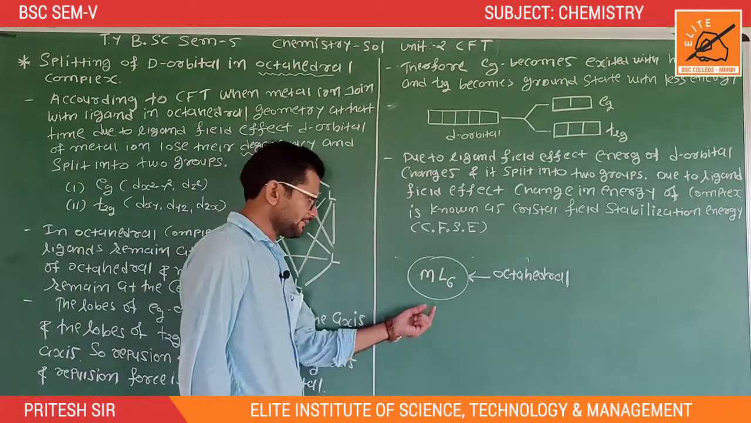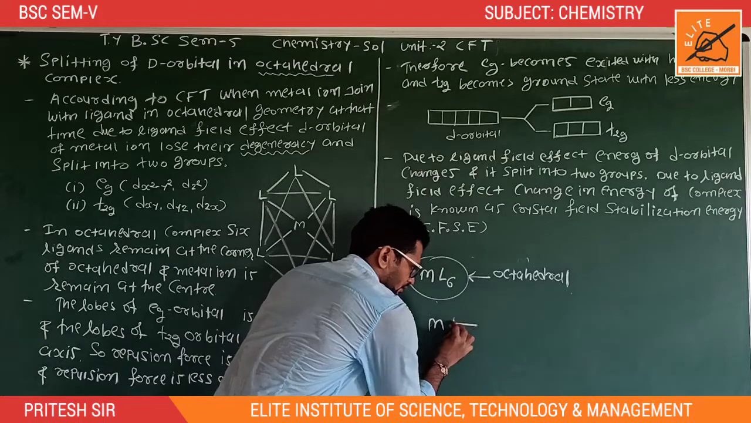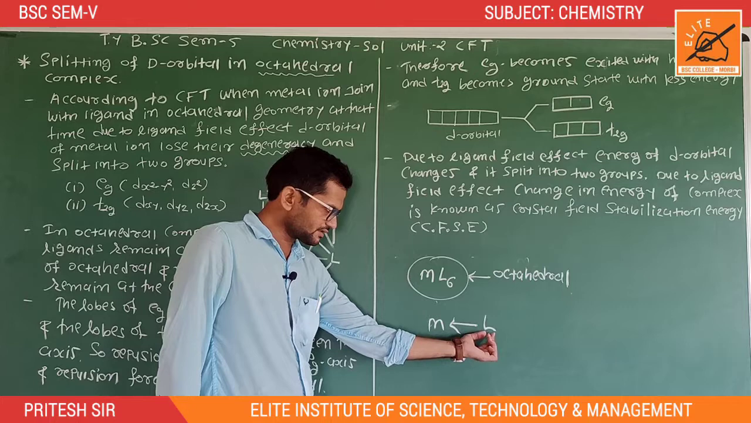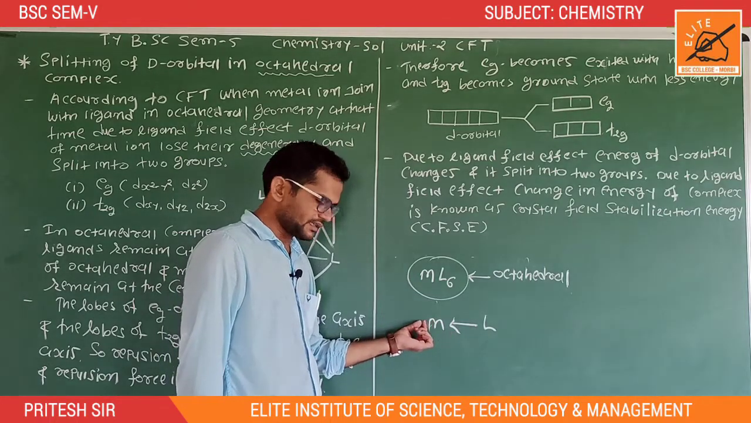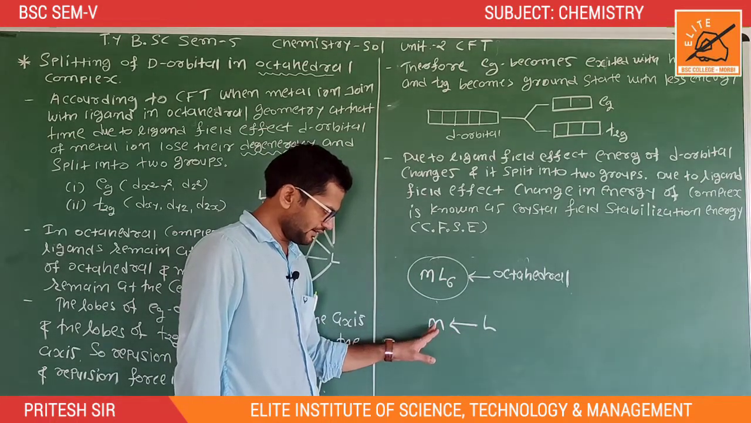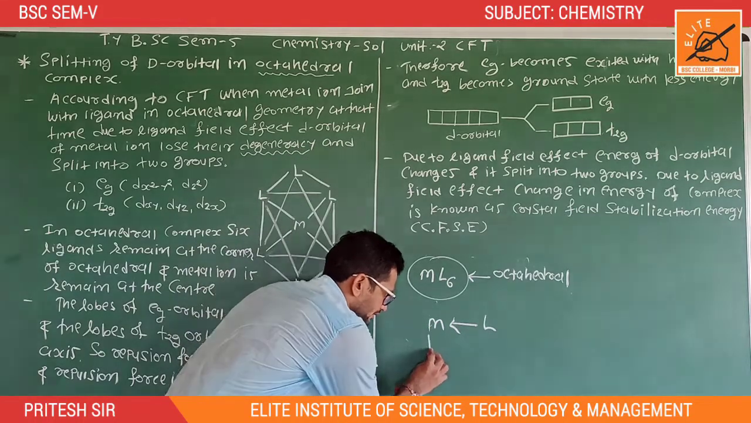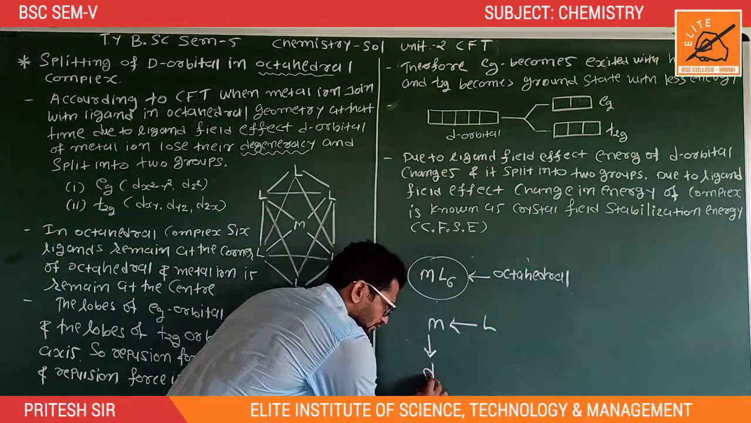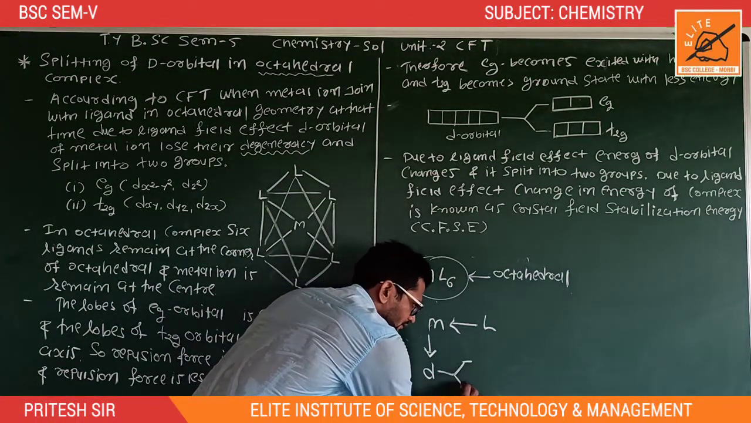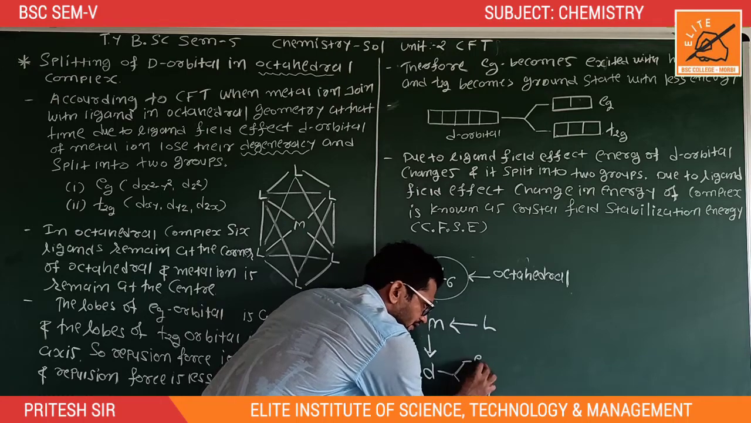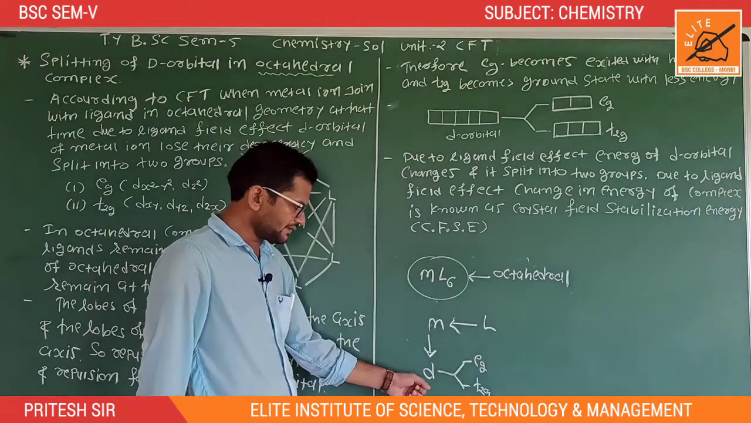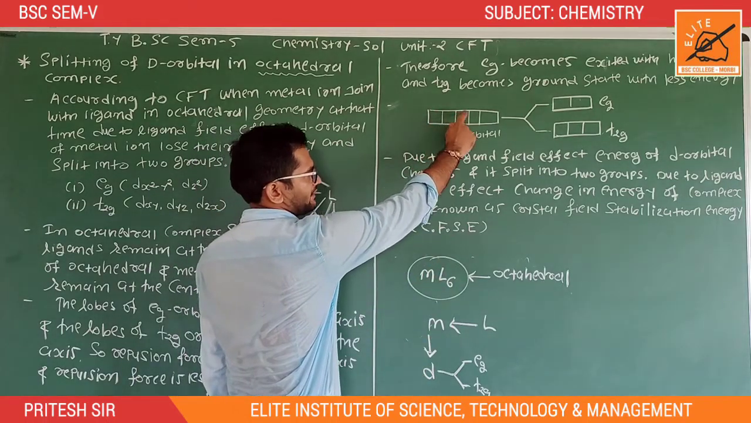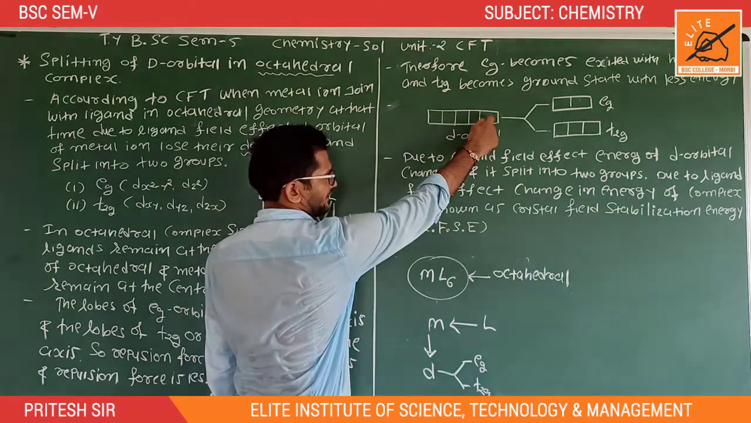According to CFT, when a metal ion is attached with ligands, an electrostatic field is produced around the metal ion, and the energy of the d orbital of the metal ion increases. At that time the d orbital splits into two groups. First one is T2g and another one is Eg. The d orbital contains a total of 5 suborbitals: dxy, dyz, dzx, dx square minus y square and dz square.